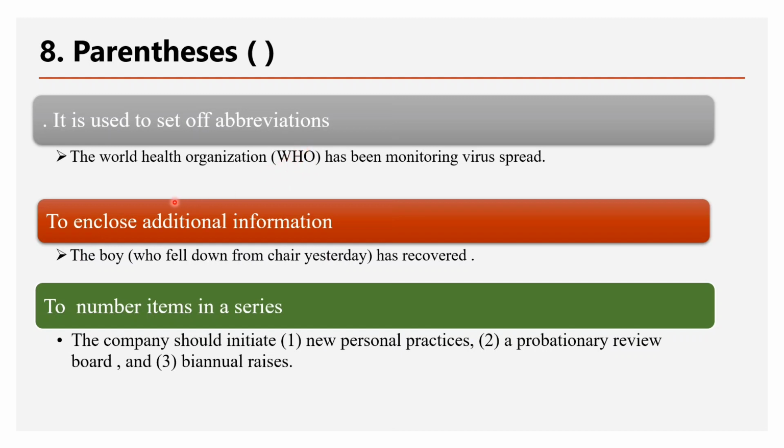Second, to enclose additional information. For example, "The boy (who fell down from the chairs yesterday) has recovered." Here in this example, you can see that the additional information is written within parentheses. Next, to number items in a series. "The company should initiate (1) new personnel practices, (2) a probability review board, and (3) biennial raises." So in this example, you can see that items in a series are written within parentheses. Parentheses.